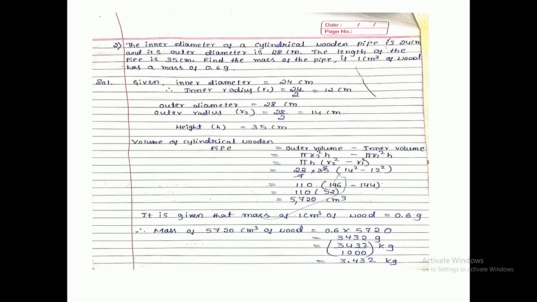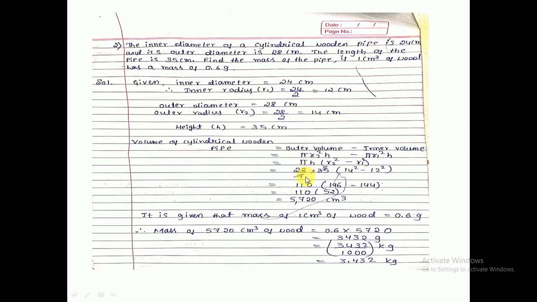So here we took the concept in the form of outer volume minus inner volume. So for outer volume, outer radius we are taking as r2, so that's why here pi r2 square. Then for the radius we have to show the difference: pi r2 square h minus pi r1 square h. Here we can take pi h as a common factor, then remaining is r2 square minus r1 square. Then pi is 22 by 7 into h is 35. Then r2 square, that is outer radius, is 14 square. Then inner radius 12 square.